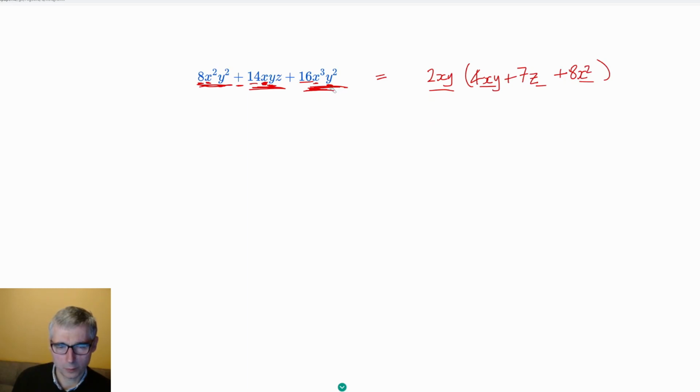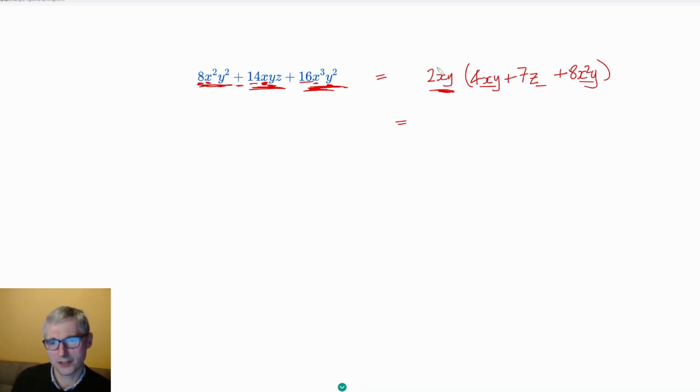And then what do we have to multiply the y in the 2xy by to get to y squared? And the answer is we need to multiply y by itself to get to y squared. So that's it, and hopefully that should be completely factorised now. But I'm just going to check this again by multiplying out, just doing the reverse operation and seeing if we get back to where we started.